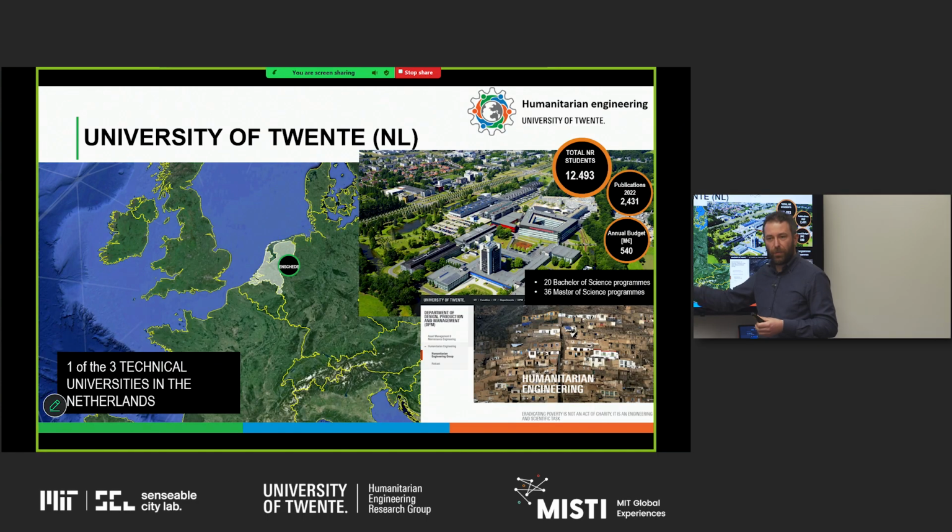And then we have the University of Twente. This is the eastern part of the Netherlands, in a city called Enschede, that is really close to the German border. Nina is German, by the way.